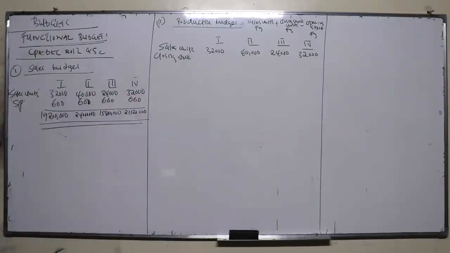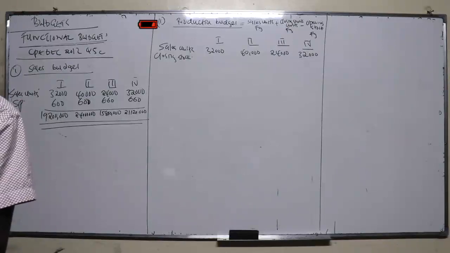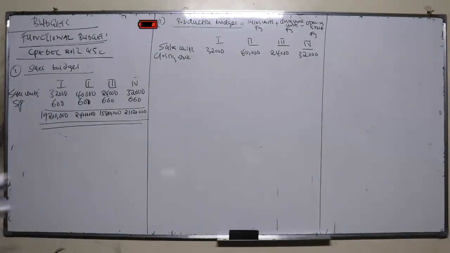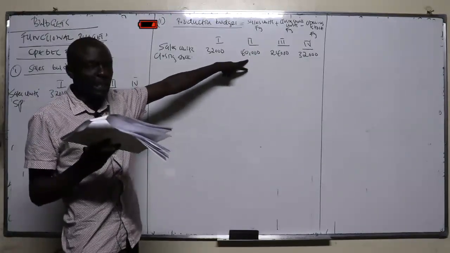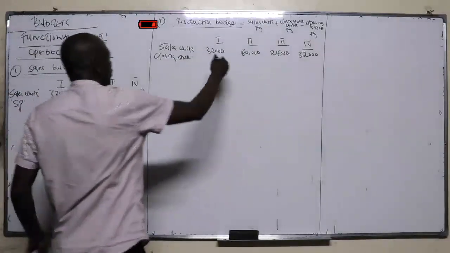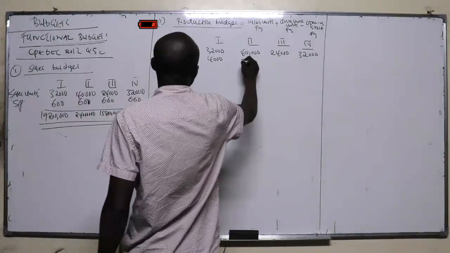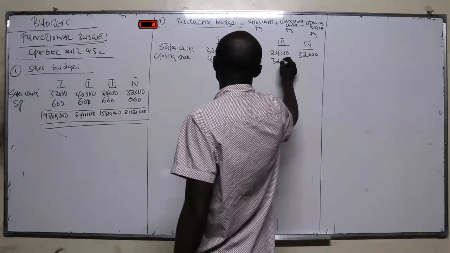I've been told in note number 4 that at the end of each quarter, closing stock of finished goods is expected to be 10% of the next quarter's sales requirement. So in other words, the closing stock would be equivalent to 10% of the sales requirement of the next quarter. So 10% of this one will be the closing stock here, which is 4,000. This one will be 2,400. This one will be 3,000.